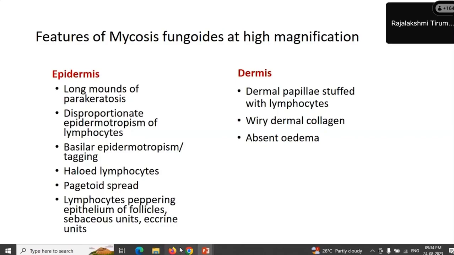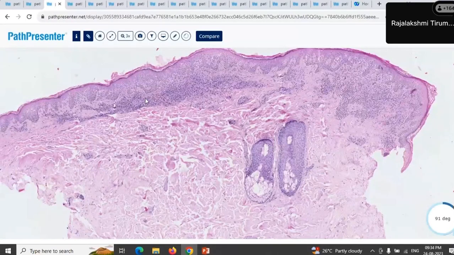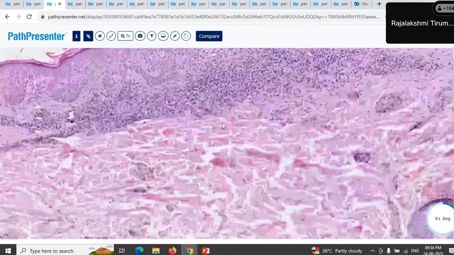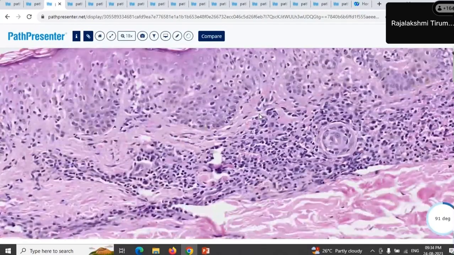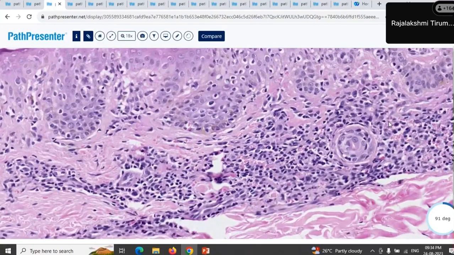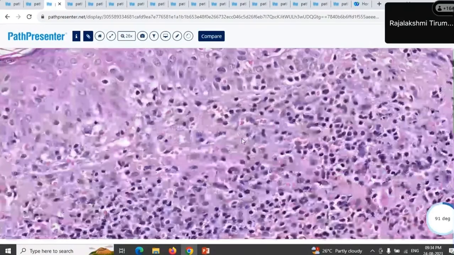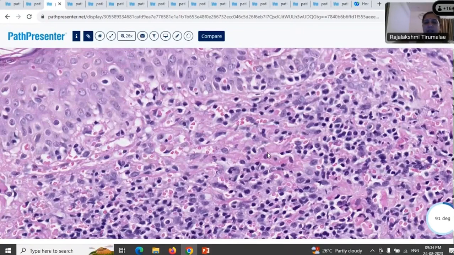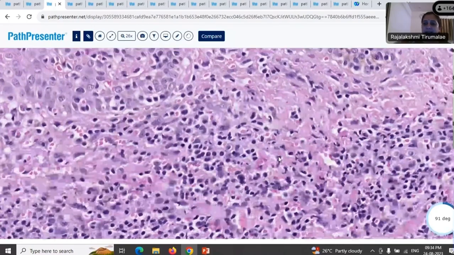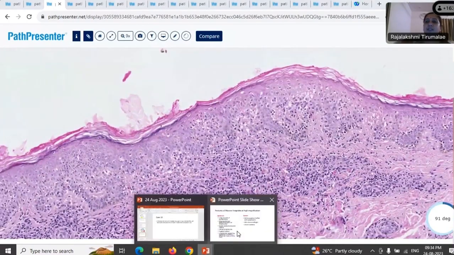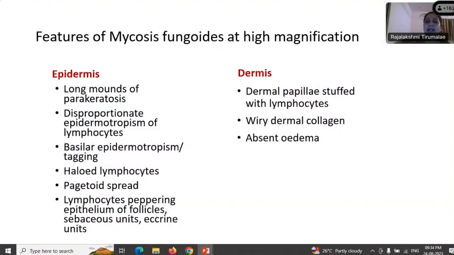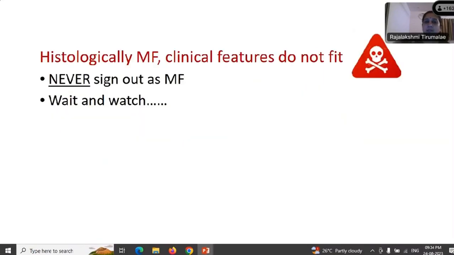Wiry dermal collagen. I'm sorry, I forgot to show you that feature. Let's go back and look at it. So normally, the papillary dermal collagen is very thin and delicate. But if you look at it here, it's quite thick. You see this? This is referred to as the wiry collagen. Think of that wire loop lesion which you see in lupus nephritis. This is something like that. So this is the wiry dermal collagen, which tells you that the infiltrate has been there for a long time, and absent dermal edema. So these are all the features favoring mycosis fungoides.